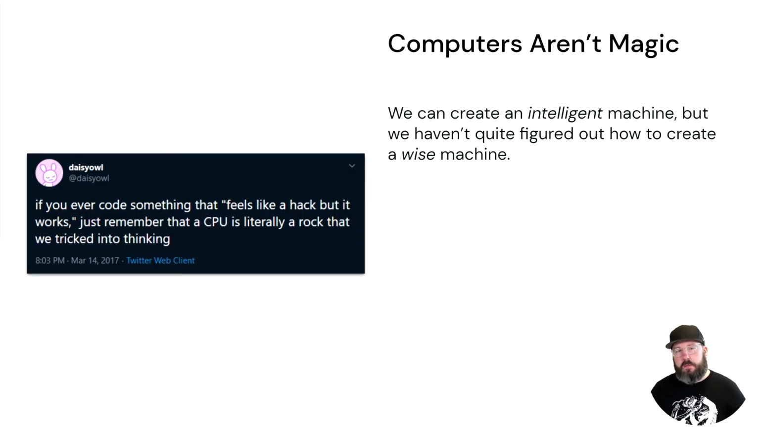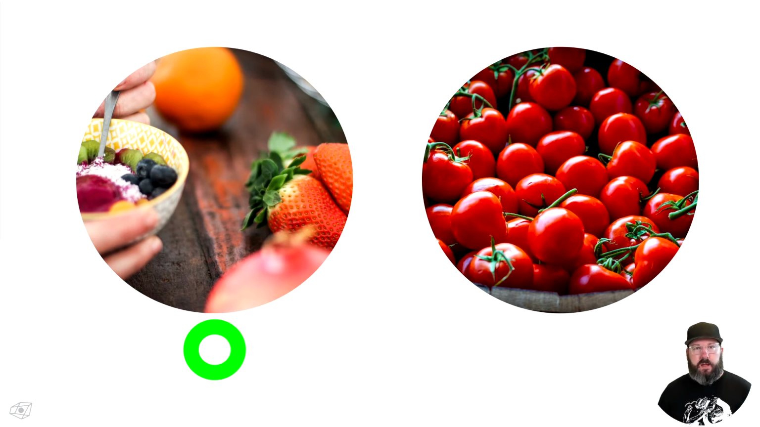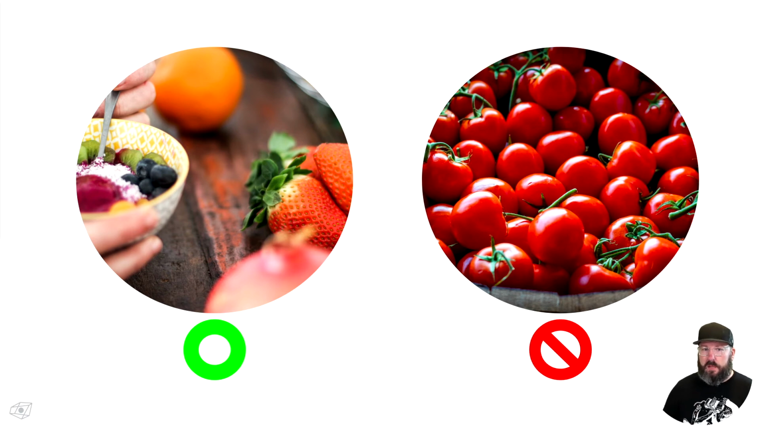The second thing we need to remember is that computers aren't magic. We can create intelligent machines, but we can't really create wise ones, and there's a huge difference there, right? I can make a computer that can show me a picture and tell me if it's fruit salad. But it takes a machine with wisdom to understand that a tomato salad is not fruit salad, right? And that's how machine learning models work. They're regurgitating things that they already know and they need people to help them along.